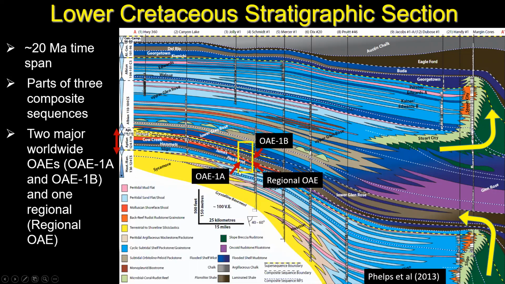Also, the three OAEs are noted. The OAE 1A is in the upper Pine Island Shale through the lower part of the lower Cow Creek. The regional OAE is mainly in the lower Bear Shale. And the OAE 1B starts in the uppermost Bear Shale and goes into the lower Odessa.